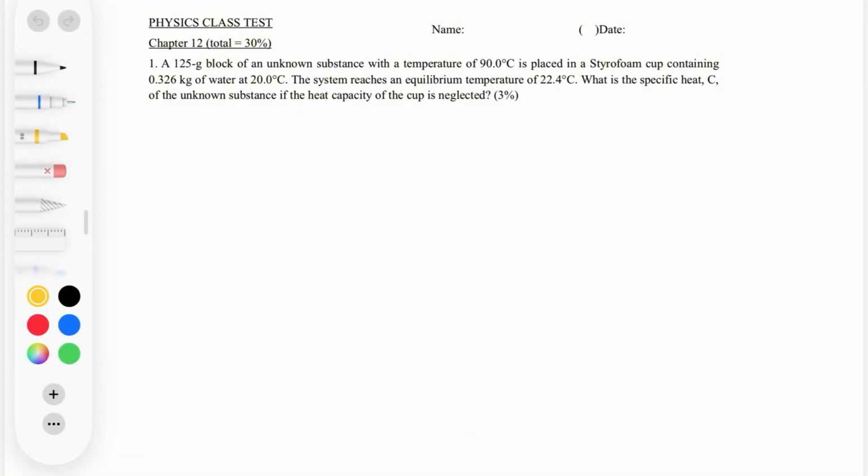So, what we can do is first highlight all the important parts. The important parts are the 20 degree temperature, the 90 degree temperature, and that the system reaches an equilibrium. So this is very important. It reaches an equilibrium temperature of 22.4 degrees Celsius. What is the specific heat capacity of the unknown substance? It's stated that the heat capacity of the cup is negligible.